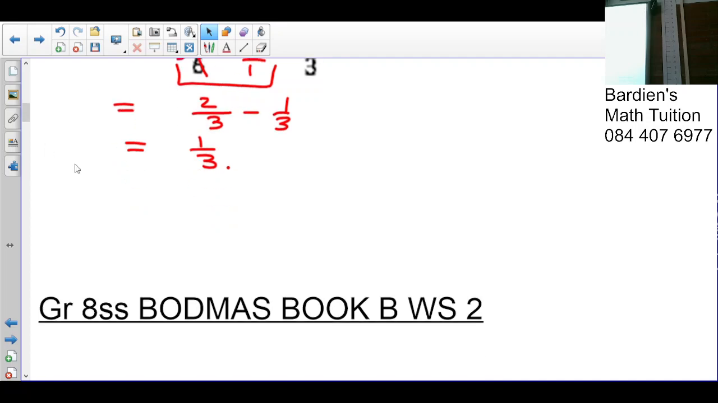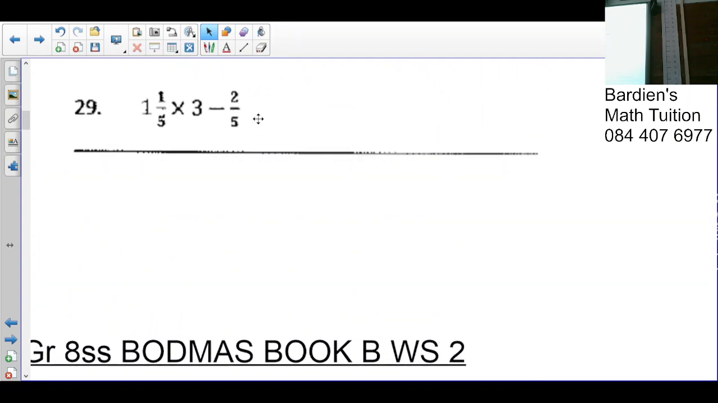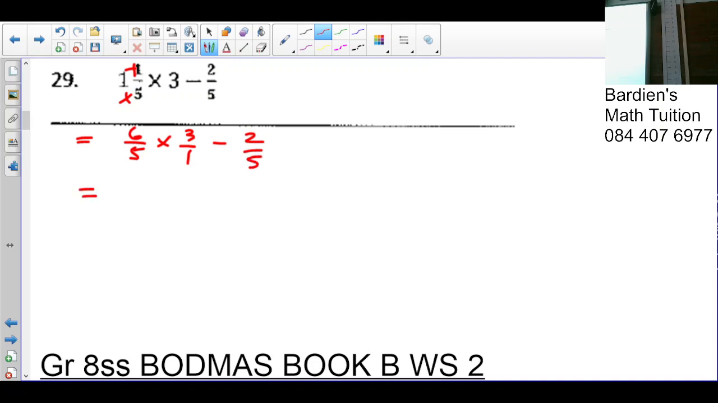Okay. And then the last one, number 29. What needs to be done first here? Change to improper. So that's going to give us 6 over 5 multiplied by 3 over 1 minus 2 over 5. Now what must be done first? The multiplication. Can you see that? So it's going to be 6 times 3 is 18 over 5 minus 2 over 5. Do I need to find the LCM here? No. So 18 minus 2 is 16 over. You guys understand?